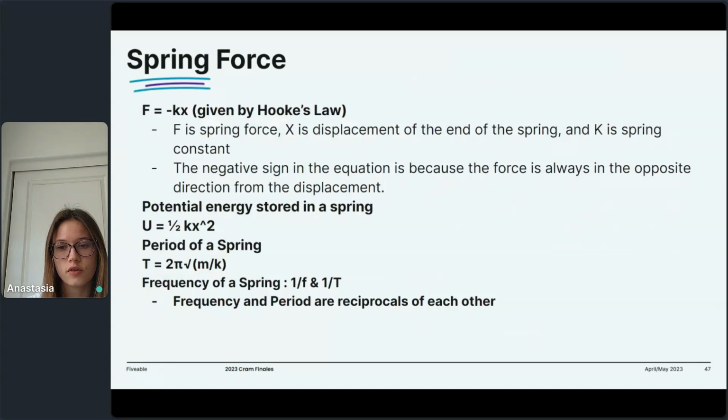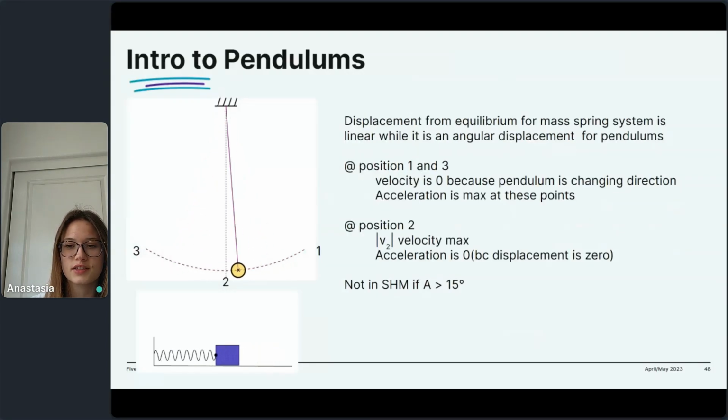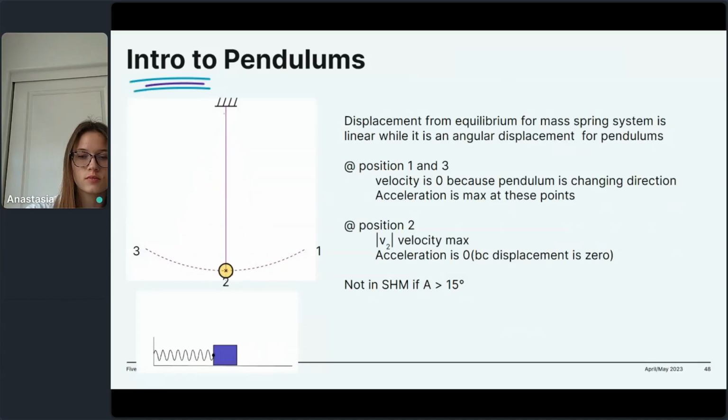So then moving on, it's going to be 1 over f and 1 over T. We just talked about this. You could do this either way. It just depends on the problem which one you want to use. These two are called the reciprocals of each other. Let's move on. Now I'm going to be passing it on to Tammy for Intro to Pendulums.